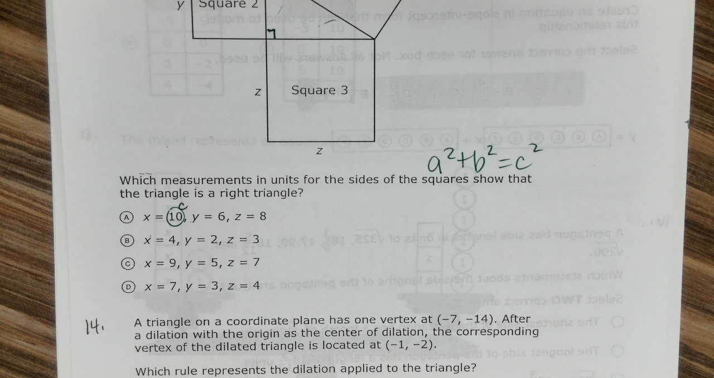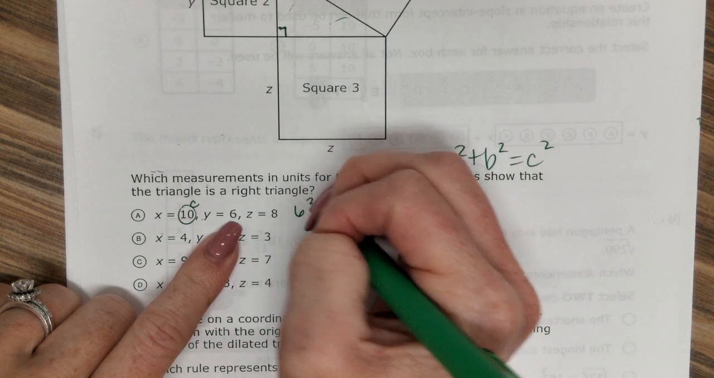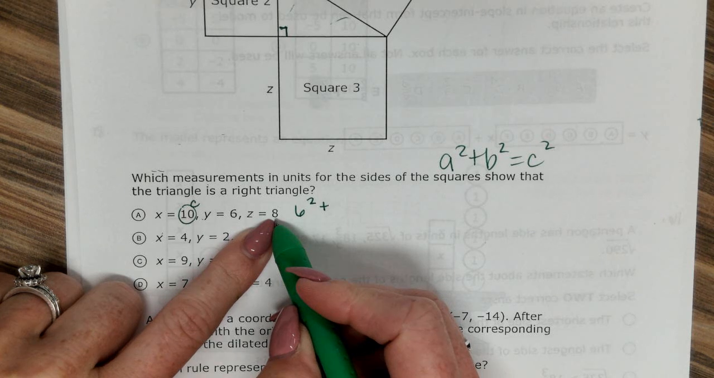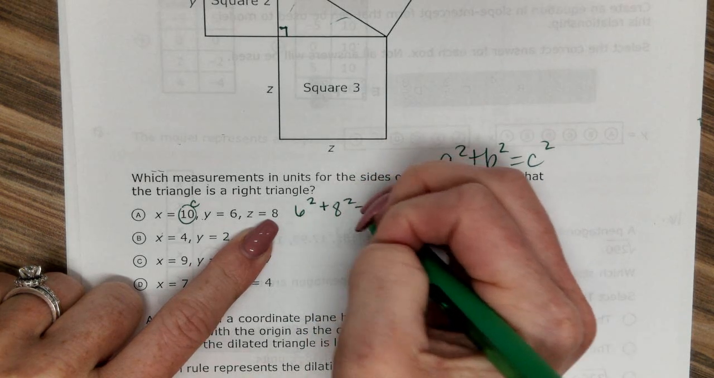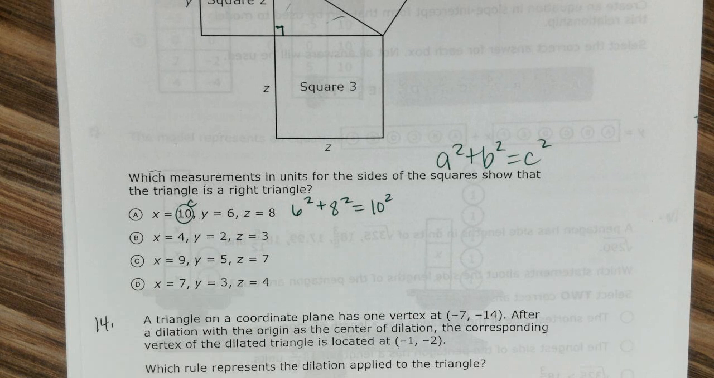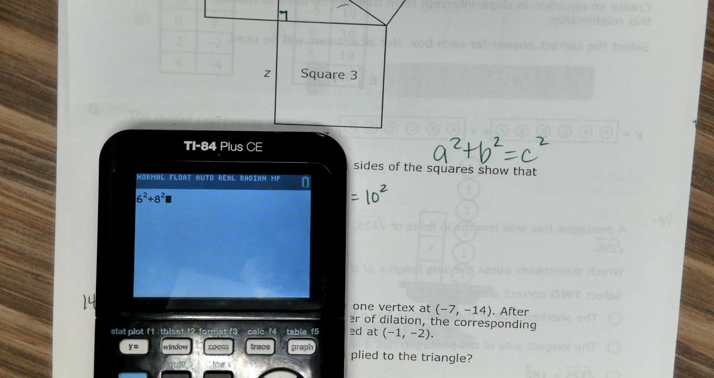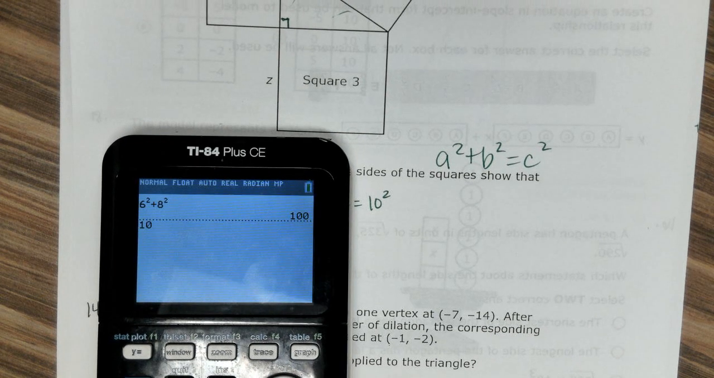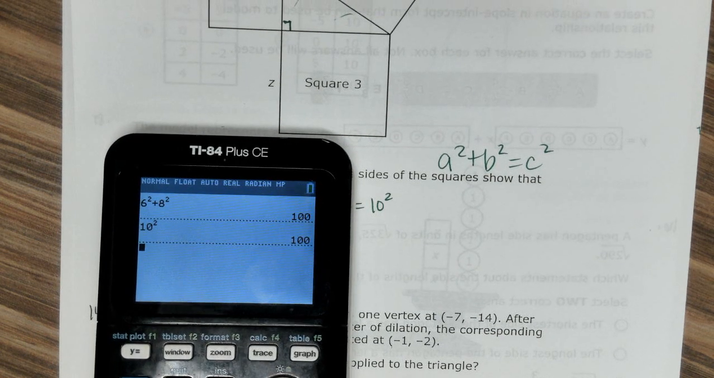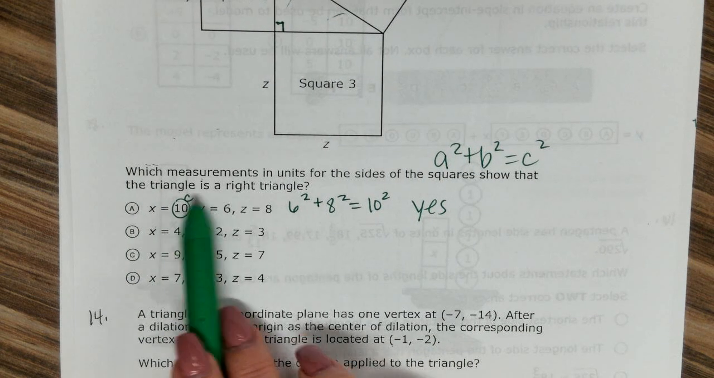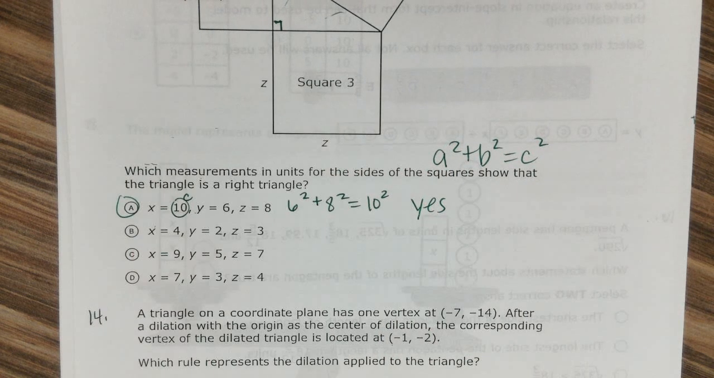So all I'm going to do is say, is 6 squared plus, somebody set this up for me. Is 6 squared plus 8 squared equal to 10 squared? Thank you. And I'm going to say yes, or I'm going to say no. I just have to test it out in my calculator. Is 6 squared plus 8 squared, hit enter, equal to 10 squared? Yes. Is it asking for a right triangle or not a right triangle? Right triangle. So that's my answer.